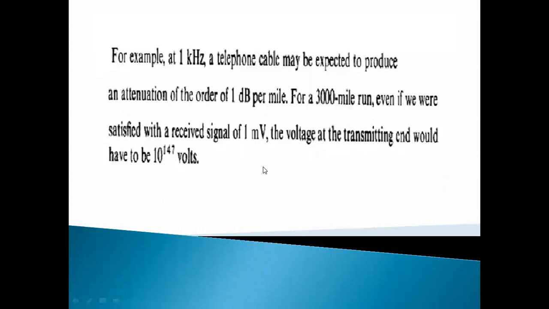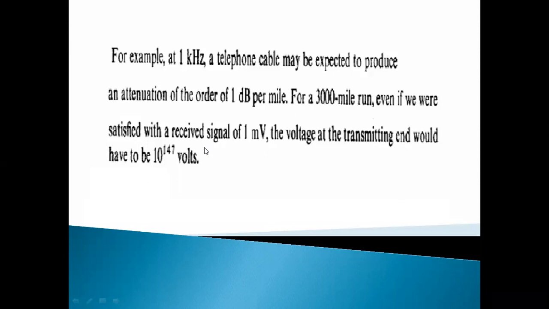For example, a 1 kilohertz telephone cable may be expected to produce an attenuation of 1 dB per mile. Please see this example. There is a cable with a frequency of 1 kilohertz, and the telephone cable has an attenuation of 1 dB per mile. The cable is one of the channels.